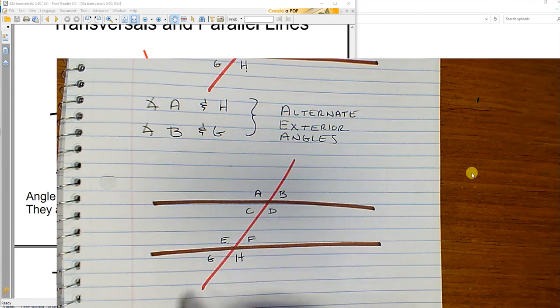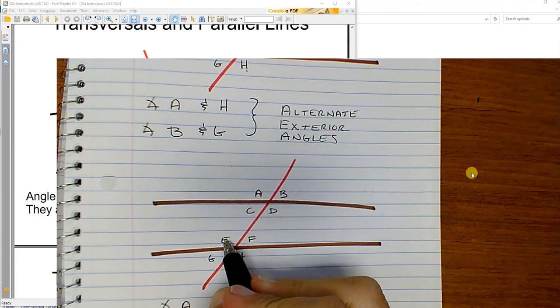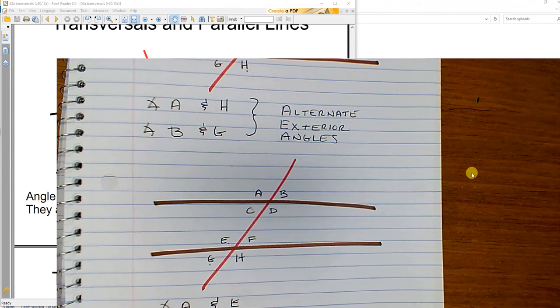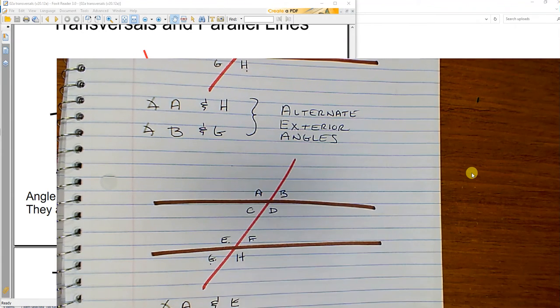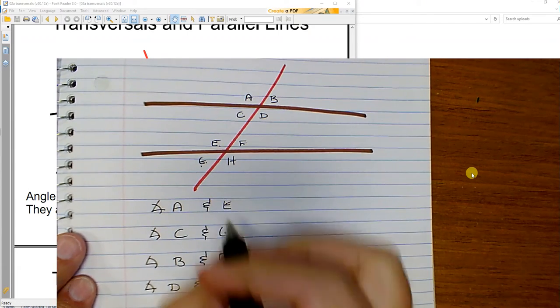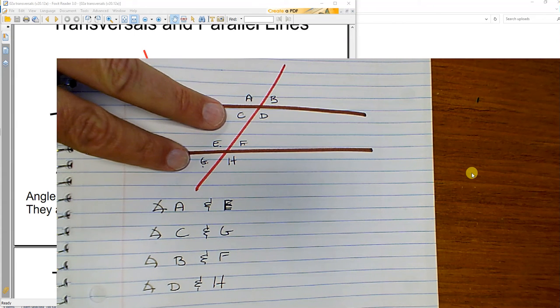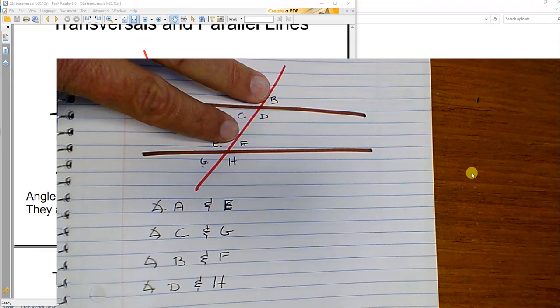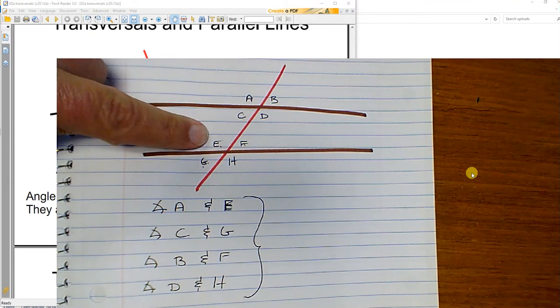A corresponds to E. Angle A and E. C and G, angle C and G. Angle B and F, and D and H. Can't see what I'm writing, that's an E, it's a sloppy E. Angle A and E, angle C and G, angle B and F, angle D and H. Those are all corresponding angles. A corresponds with E, B corresponds with F.